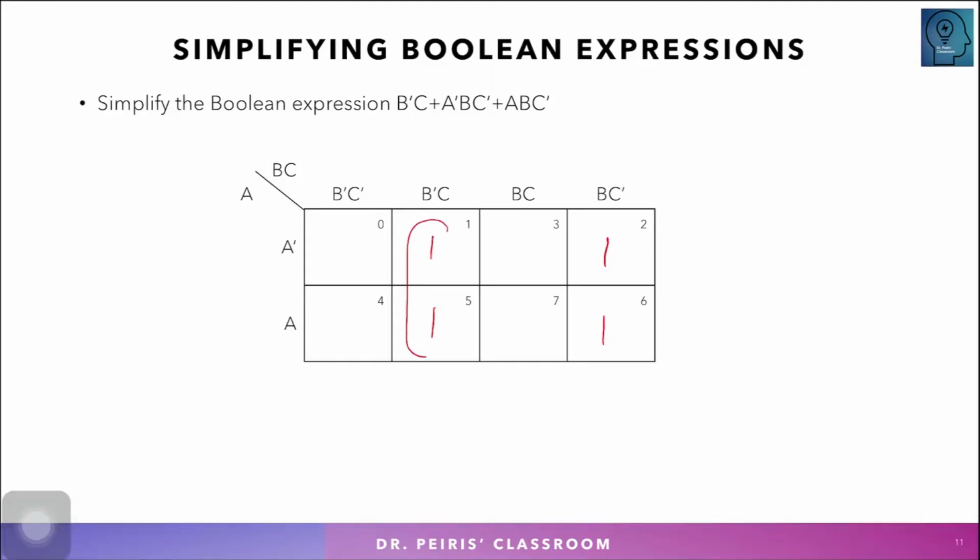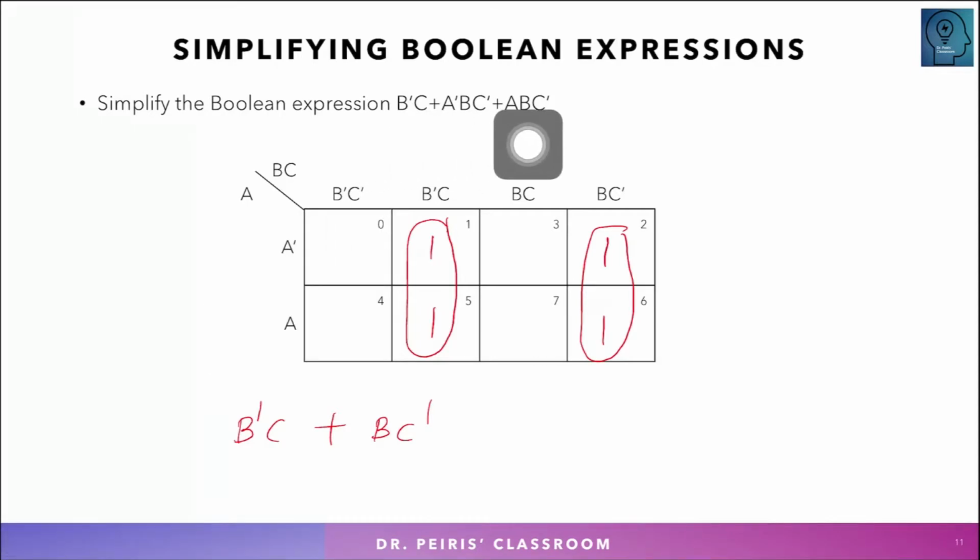So we can group this one. That corresponds to B prime C. And then the next grouping is here, which is BC prime. So you can see the original function had 3 terms, here only 2 terms and 4 literals. This one has 3, 6, 8. This one has 8 literals. This is only 4 literals with 2 terms. So it is the most simplified version.